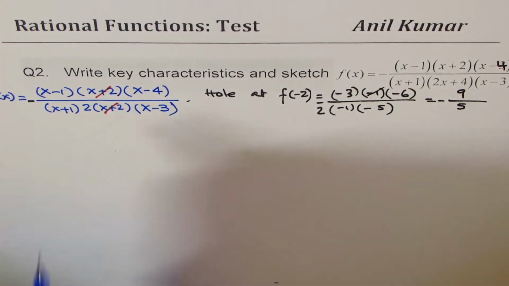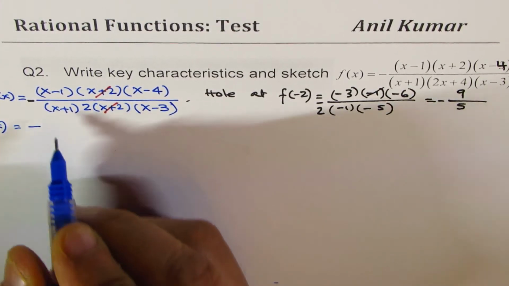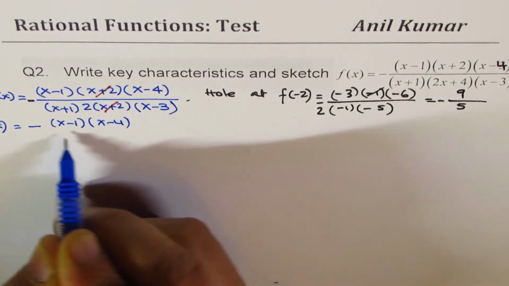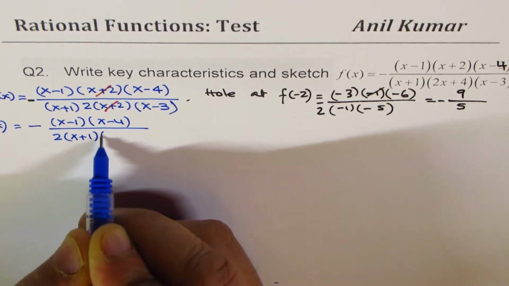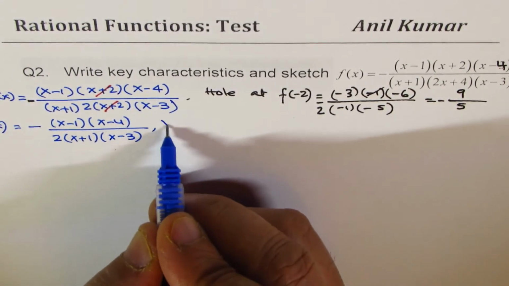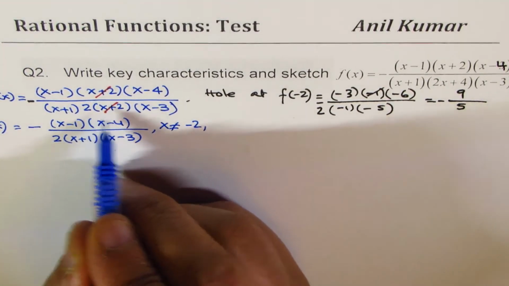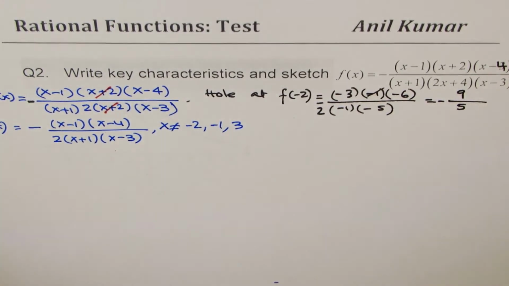Okay. So we could write this function f of x now as negative x minus 1 times x minus 4 over 2 times x plus 1 times x minus 3. So we know x is not equal to minus 2, which gave us a hole. It's not equal to minus 1 and 3 either. So these are the restrictions for the given function.